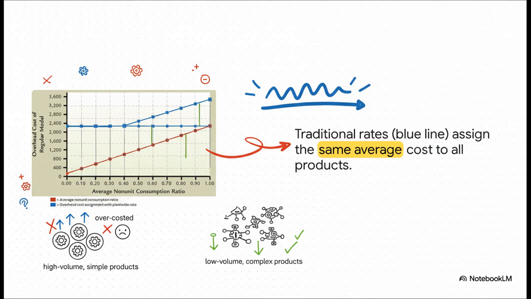And here's what that distortion actually looks like. That flat blue line, that's the old way. Every single product gets hit with the exact same average overhead cost. But the red line, that shows you what's really going on. Your simple high-volume products on the left are being massively overcosted, which hides how profitable they truly are. And at the same time, your complex, low-volume products on the right are being undercosted, making them look like big winners when they could actually be losing you a ton of money.